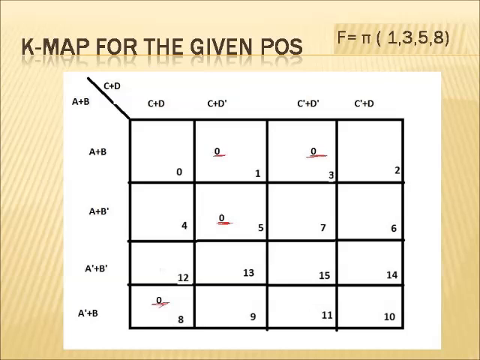So this way we can easily mark any expression. Once we get any expression in the cardinal form, or even in the SOP form or POS form, it is very easy for us to mark those values on the K-map, right?